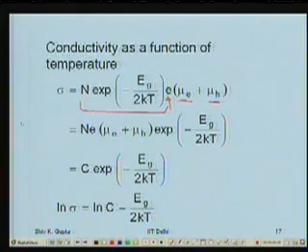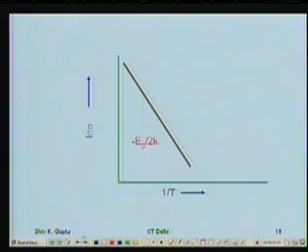And when I take the logarithm of this, logarithm of sigma is equal to logarithm of a constant minus Eg upon 2kT. Right? So if I plot the logarithm of sigma versus 1 upon T, I get a straight line with a slope minus Eg upon 2k. That's the meaning of this equation. And if you work it out experimentally, you get this: logarithm of sigma on the y-axis, reciprocal temperature on the x-axis, you get this straight line and the slope is minus Eg upon 2k. It's a straight line.